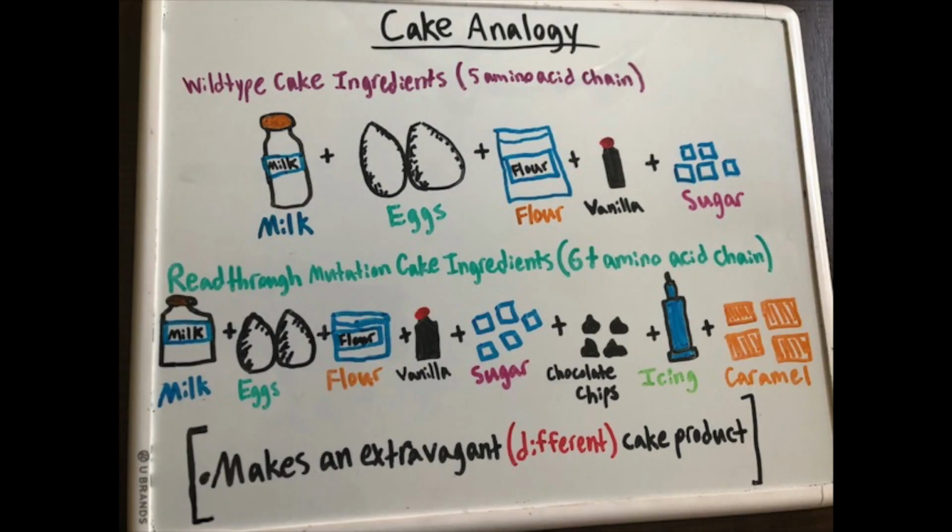Lastly, if we were to change our ingredients list, where we will add more cake ingredients rather than stopping at sugar, such as chocolate chips, icing, and caramel, our read-through mutation, this will cause the cake to have more than 5 original ingredients and thus make a more extravagant cake than the original cake product.